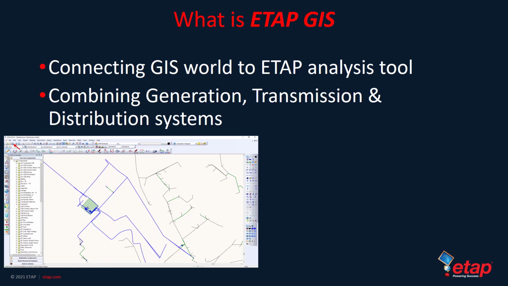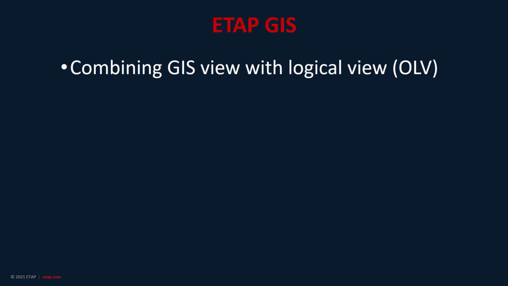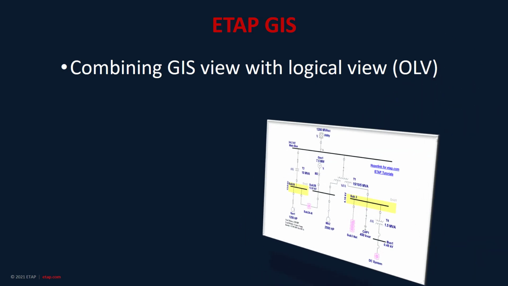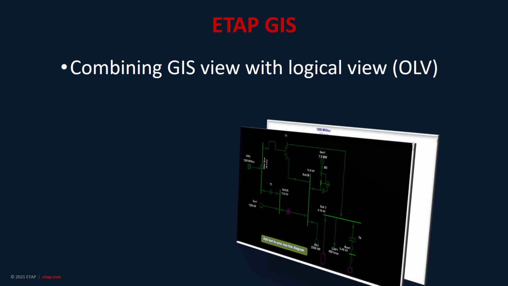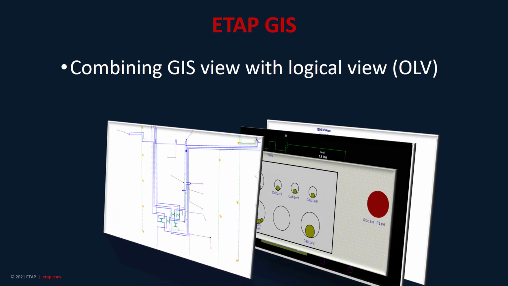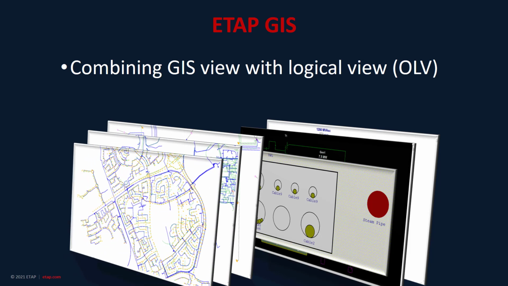Now, combining a generation, transmission, and distribution system. So you could actually display with ETAP GIS, not just transmission, distribution, but also generation, right, inside the fence. Now, ETAP GIS is combining the GIS view with logical view, or OLV. So as you could see here, we have the logical single line diagram combined also with the GIS.